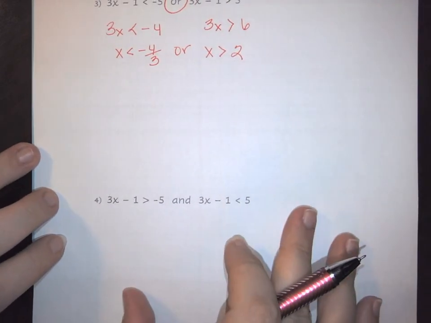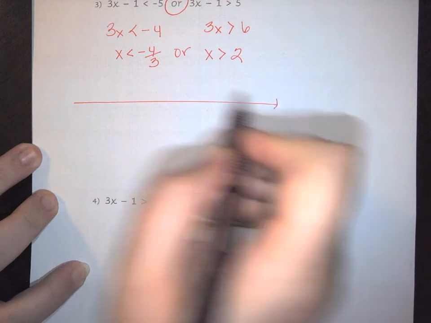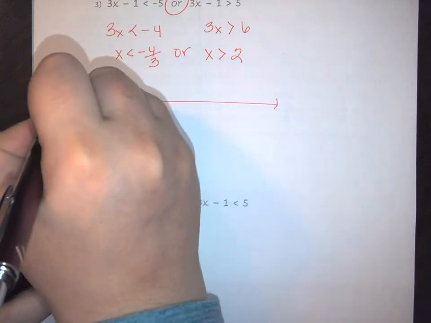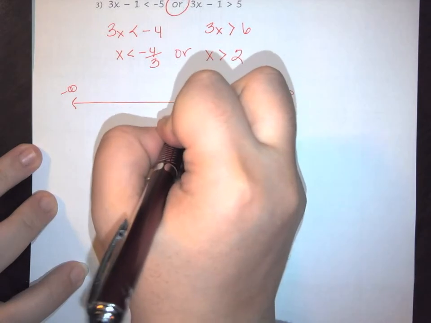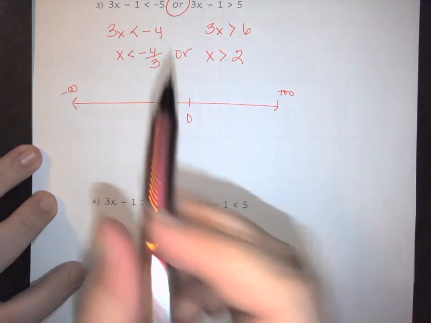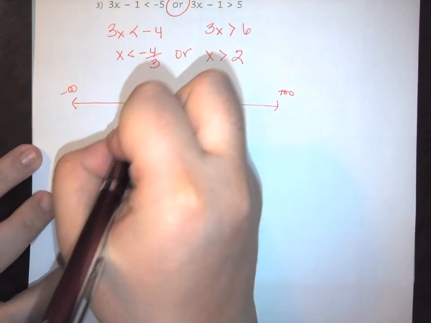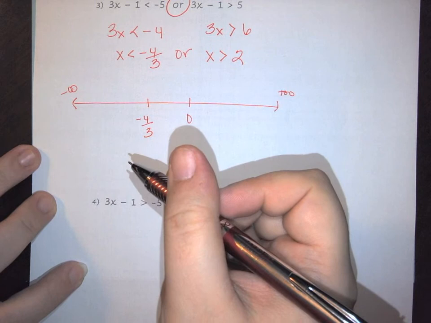I need to graph each of these individually. So I'm going to go ahead and start my number line. I have negative infinity and positive infinity. I'm going to put my 0 kind of right here in the middle. Let's start with the left hand side. I've got negative 4/3, and I want x to be less than that.